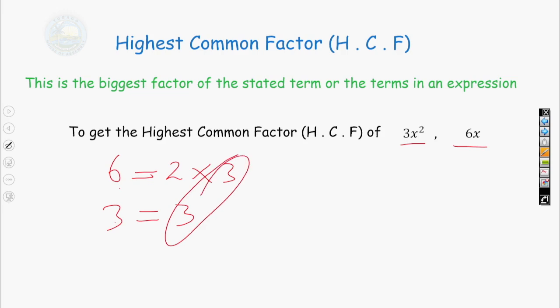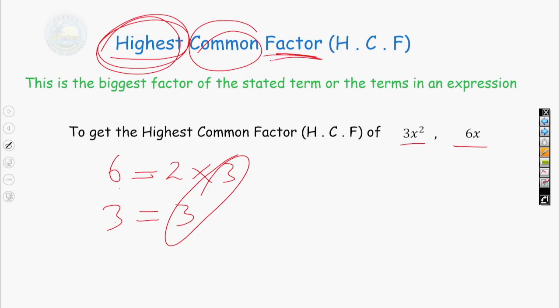Now, it's important for us to explore these terms. It's the highest. So yes, a number may have multiple factors. We are looking for the highest factor that is common to all the numbers that you may be given, or when we are doing algebra, common to all the terms that you are given. And again, we are looking for factors.